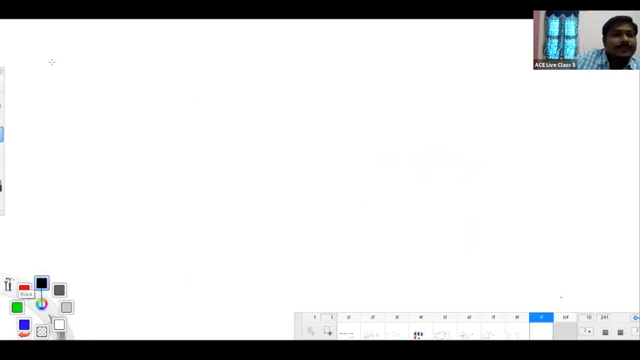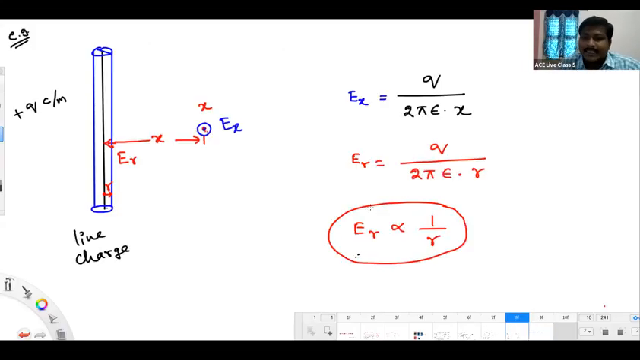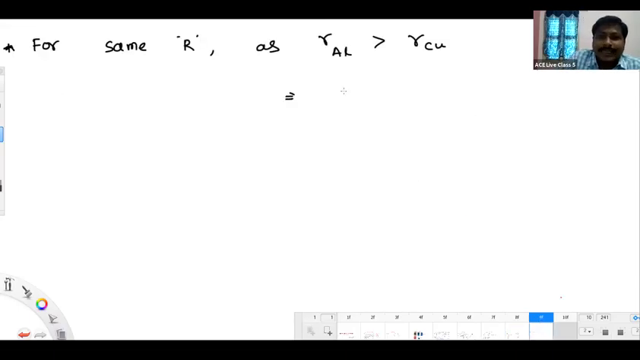For the same resistance value, the radius of the aluminum conductor is greater compared to the radius of the copper conductor. But you know, electric field intensity is inversely proportional to radius. So definitely the electric field intensity on the aluminum conductor will be less compared to the electric field intensity on the copper conductor.